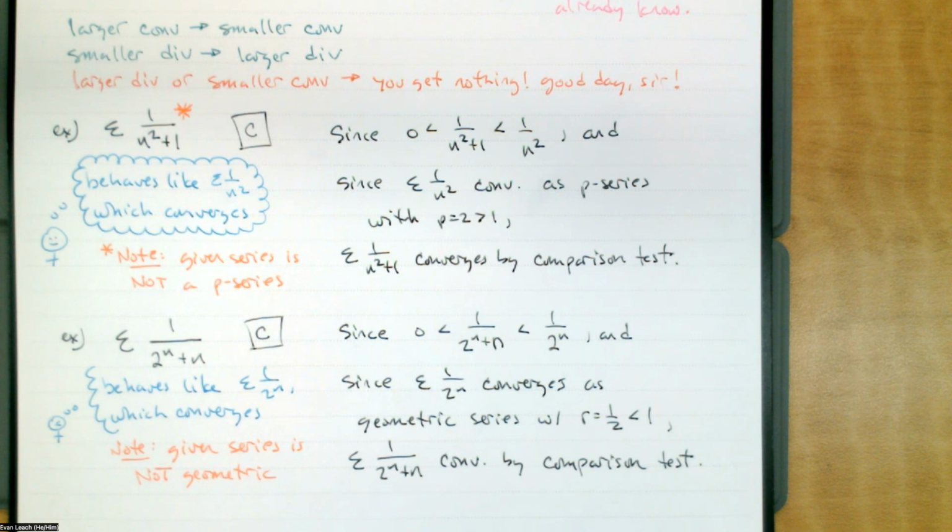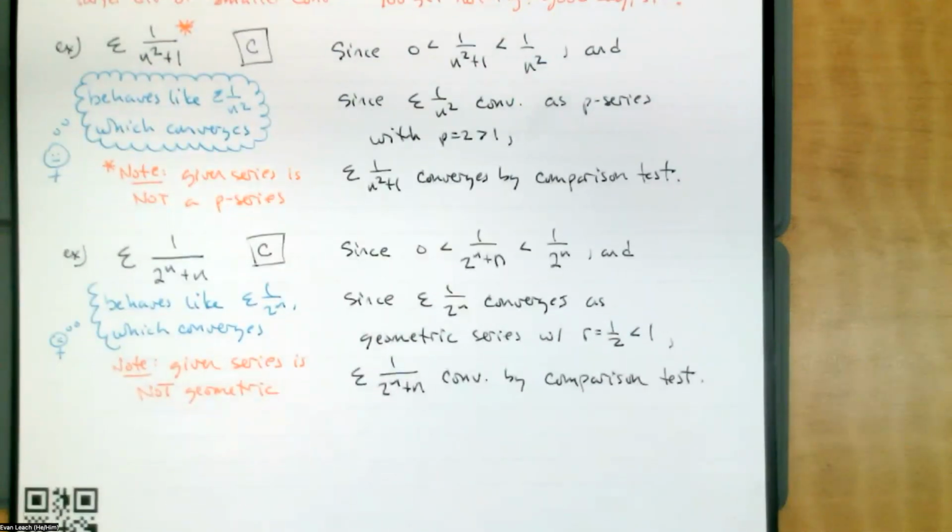We have to make sure that our comparison goes in the correct direction. So in this case, our given series was set up as being smaller than something that we know converges and something that we can easily point out is obviously convergent. The problem is we have to be able to make this comparison.